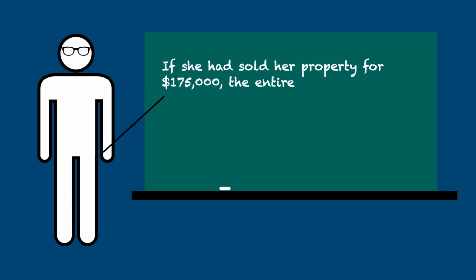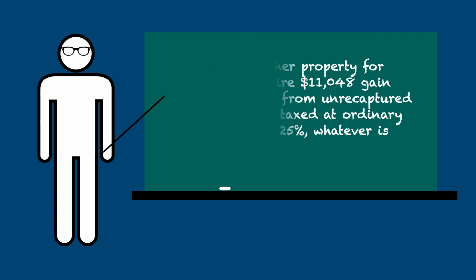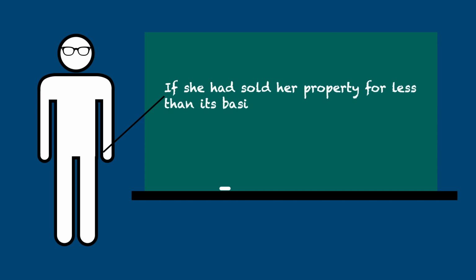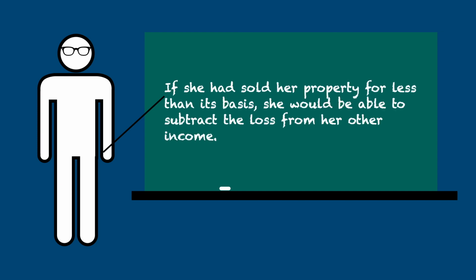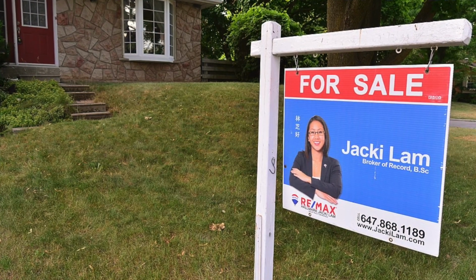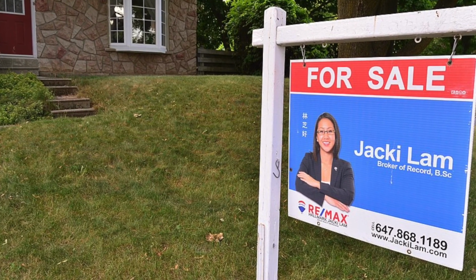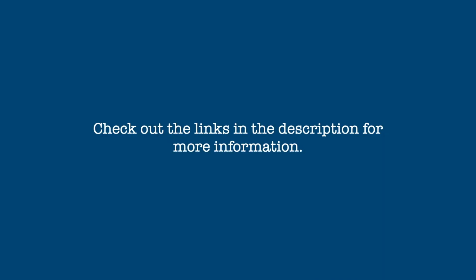If she had only sold the property for $175,000, her $11,048 gain would have been entirely from unrecaptured depreciation and taxed as ordinary income, or 25%, whatever is lower. And if she had sold the property for less than her basis, she would be able to subtract the loss from her other income. And that's it. That's selling a rental property as oversimplified as possible. If you're considering selling a rental property or any large business use asset, it pays to estimate the potential tax burden at the time you're selling the property to avoid surprises when you file your taxes.